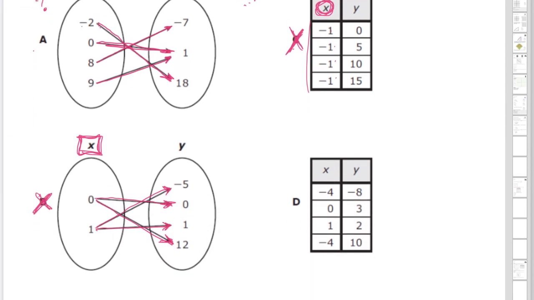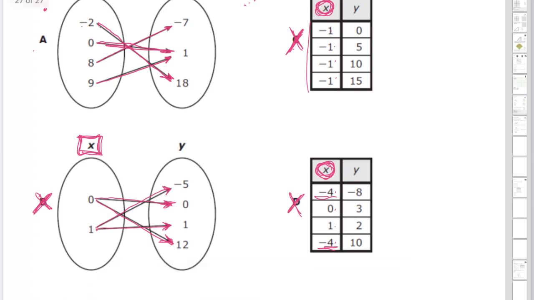And looking at answer choice D, remember again, I am focused only on x. I'm going to read off these answer choices to see if I hear one that is repeating, in case I just happen to not see it. So I see -4, 0, 1, -4. I heard -4 twice, so that means x is repeating, so D cannot be my answer.